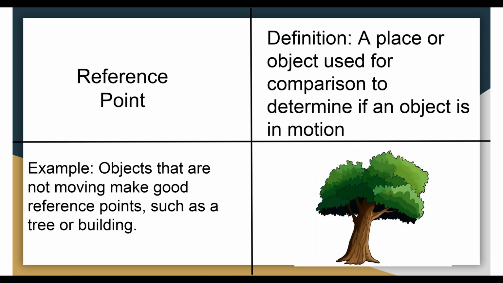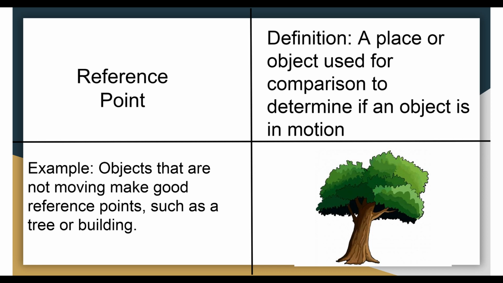Next word that we're going to talk about here is reference point. Now, this is really important when determining distance. So looking at reference point, our definition is a place or object used for comparison to determine if an object is in motion. So our example, objects that are not moving make good reference points, such as a tree or a building. So with the reference point, we want it to be stationary. If it's moving, it can be really, really hard to actually tell the true motion of an object, and ultimately their speed and velocity, which we'll cover in later chapters.